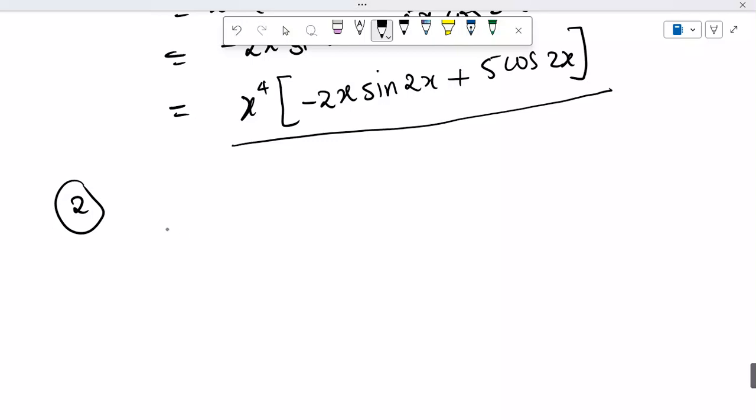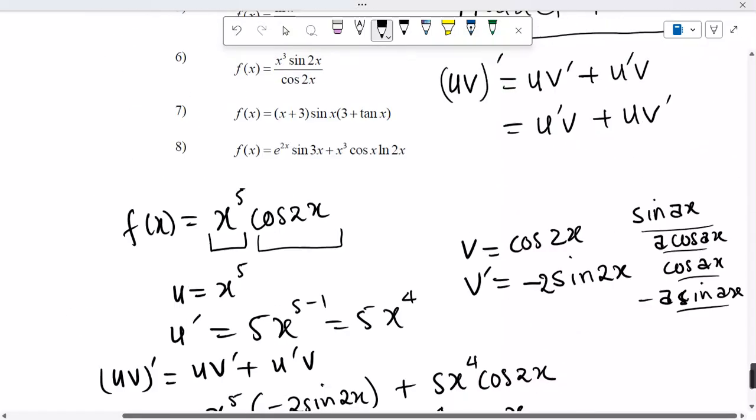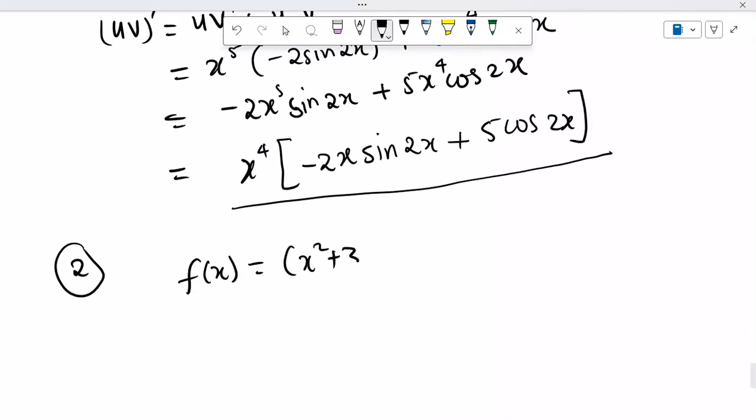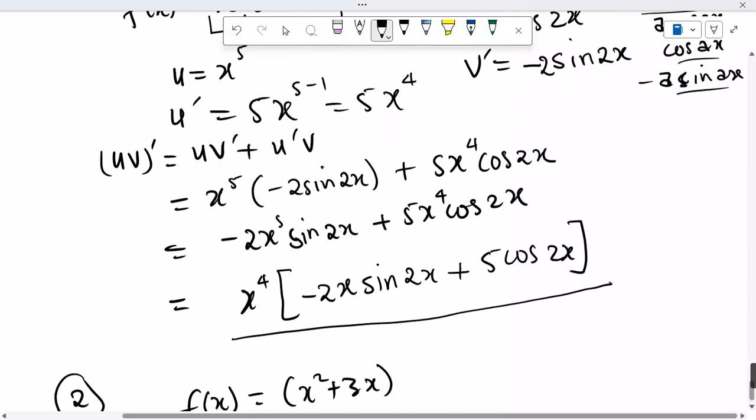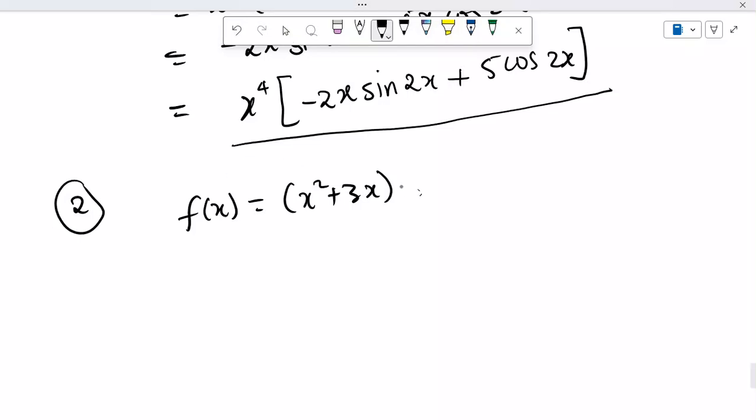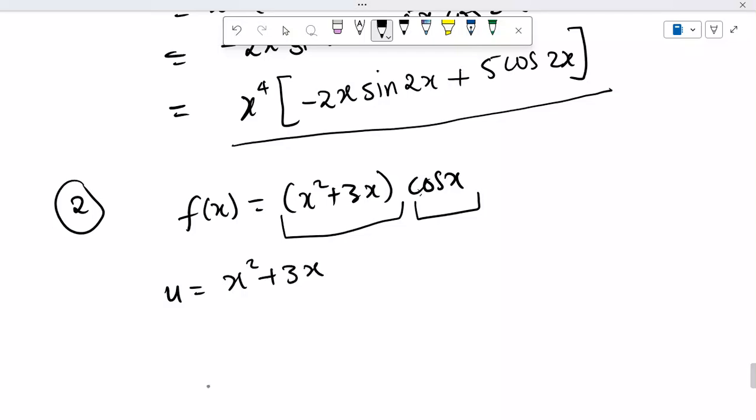So this says f of x equals x squared plus 3x, then cos x. Same applies. They have two functions, this one and this one. So you pick one to be u. Let's say u is x squared plus 3x.